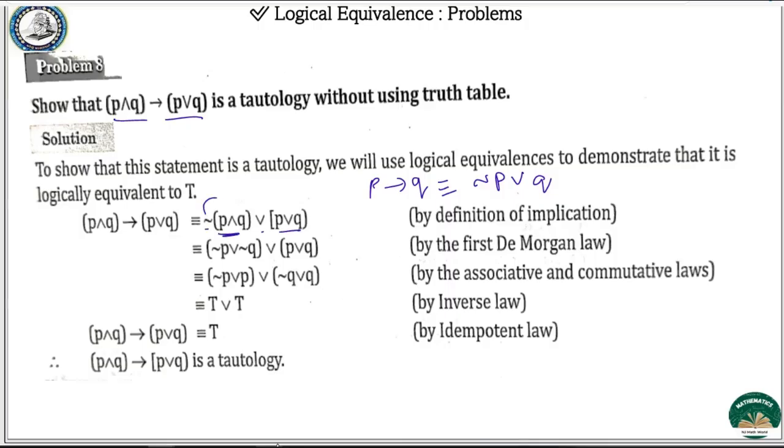Then taking the De Morgan law, negation of p and q can be written as negation p or negation q, or this as it is. Then we can use the commutative property to write it as negation p or p, and negation q or q. So by using the commutative property we have just shifted. Now negation p or p is t and negation q or q is also t. Then t or t is also t. If it is t, it means it is a tautology, therefore it is proved.